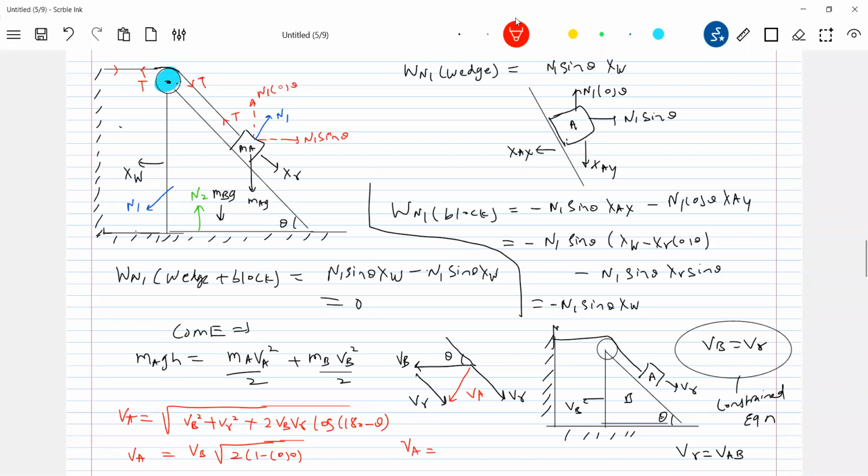Answers, I'll write it. Do the calculation later on. Almost all concepts are included here, almost all ideas. The velocity of the block will be this, and the velocity of the wedge will be 2 root 3. Okay, these are the speeds of the blocks.